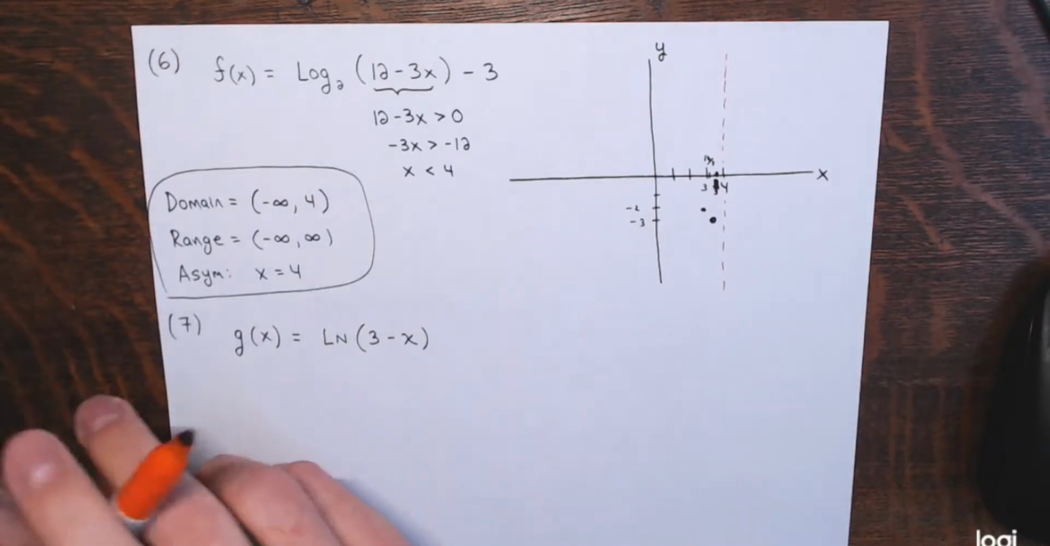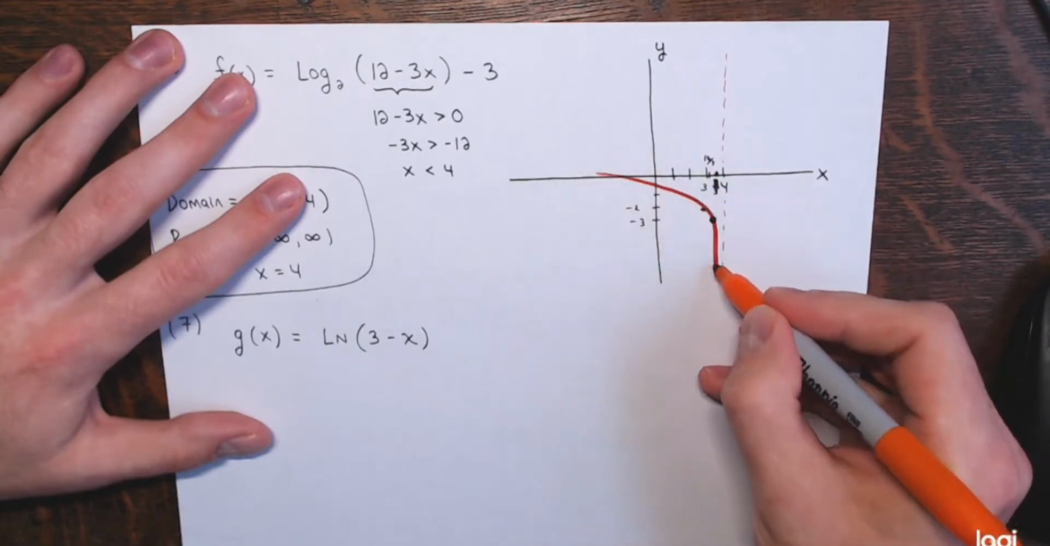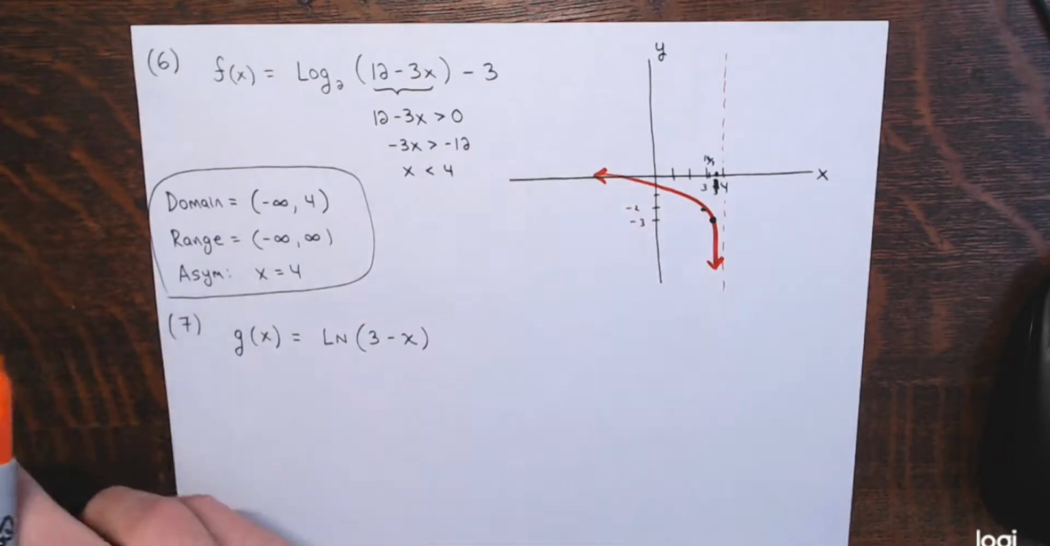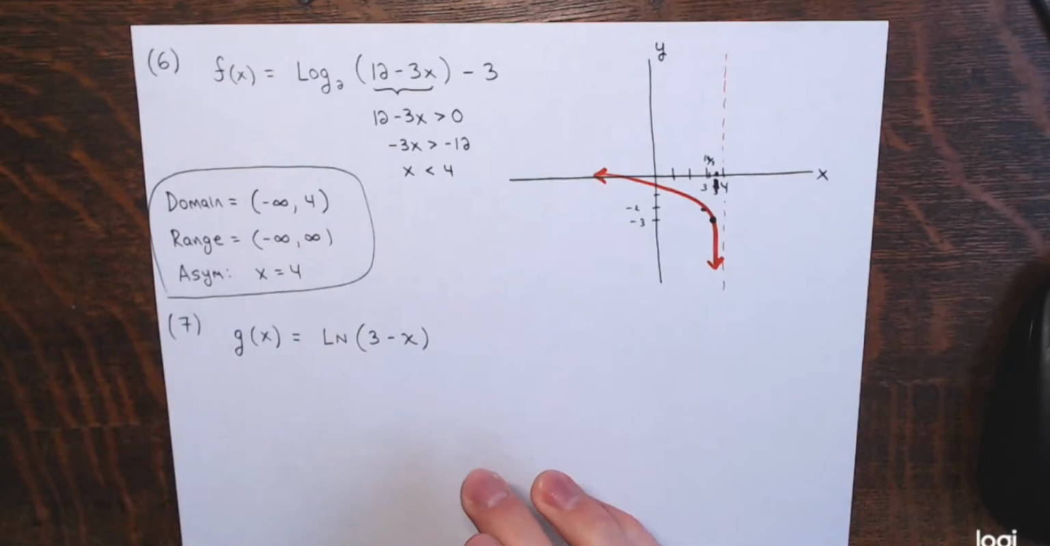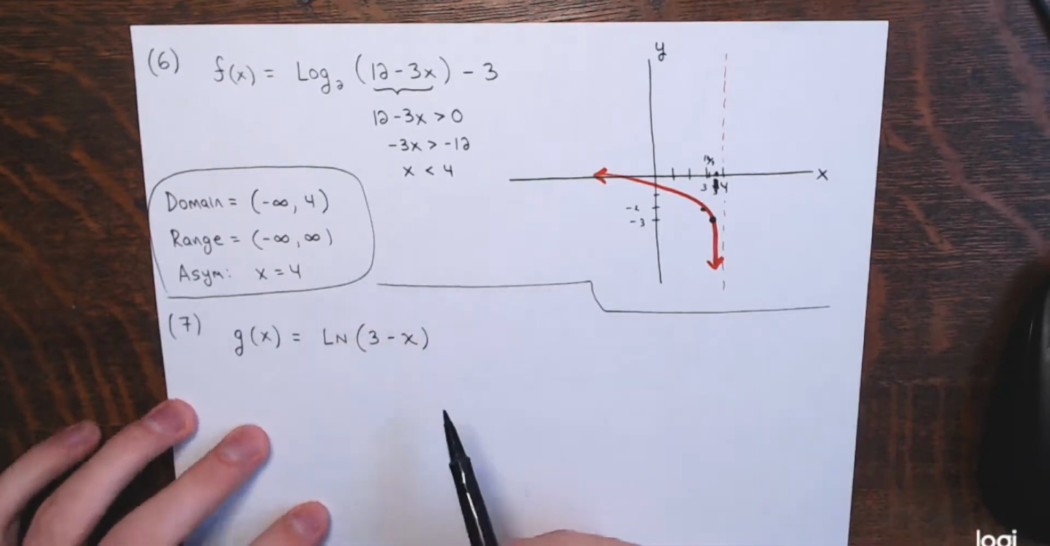It's going to be doing something like this. And it's going to hit the x-axis eventually. It's going up to the left forever. Again, you can play around with that. Make a graph in Desmos, whatever you want.